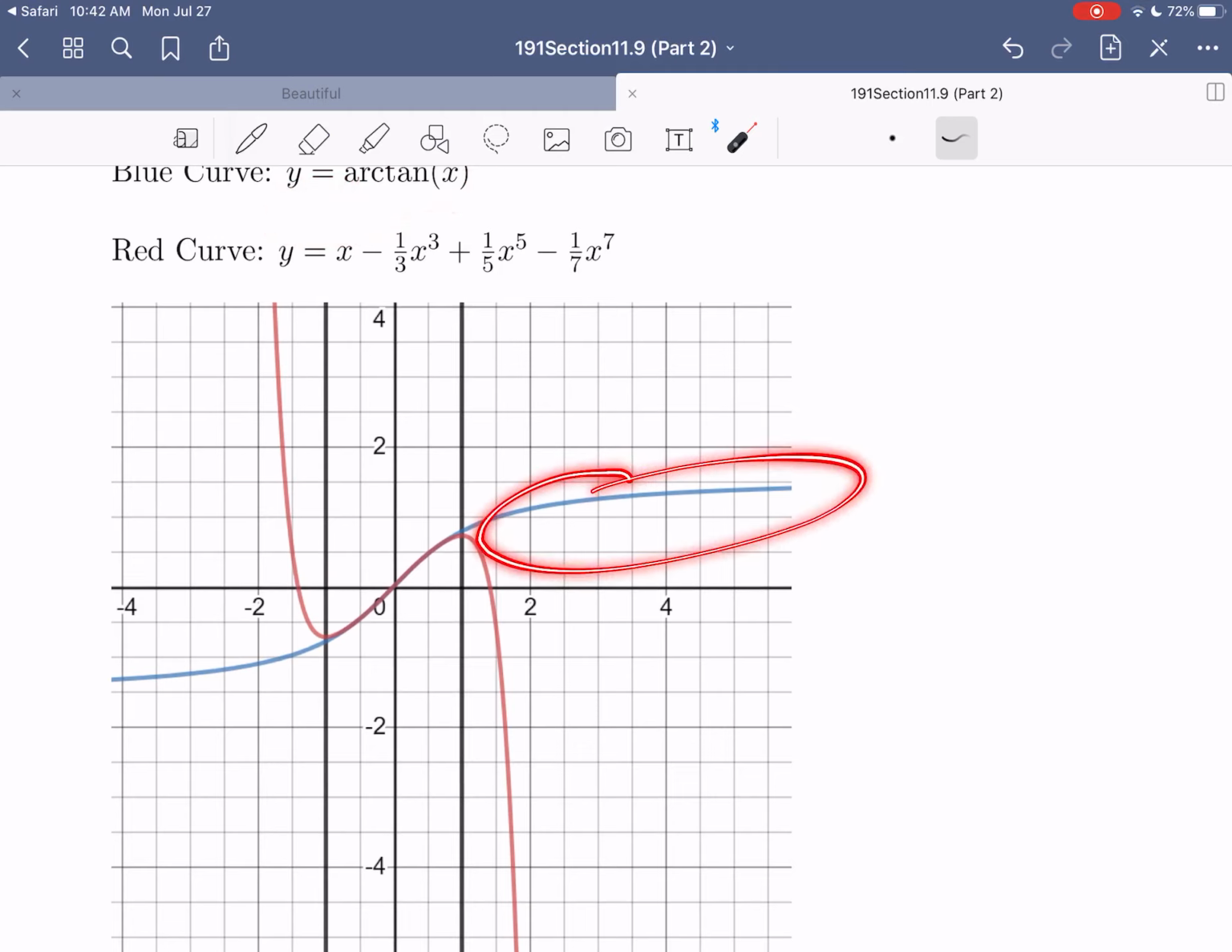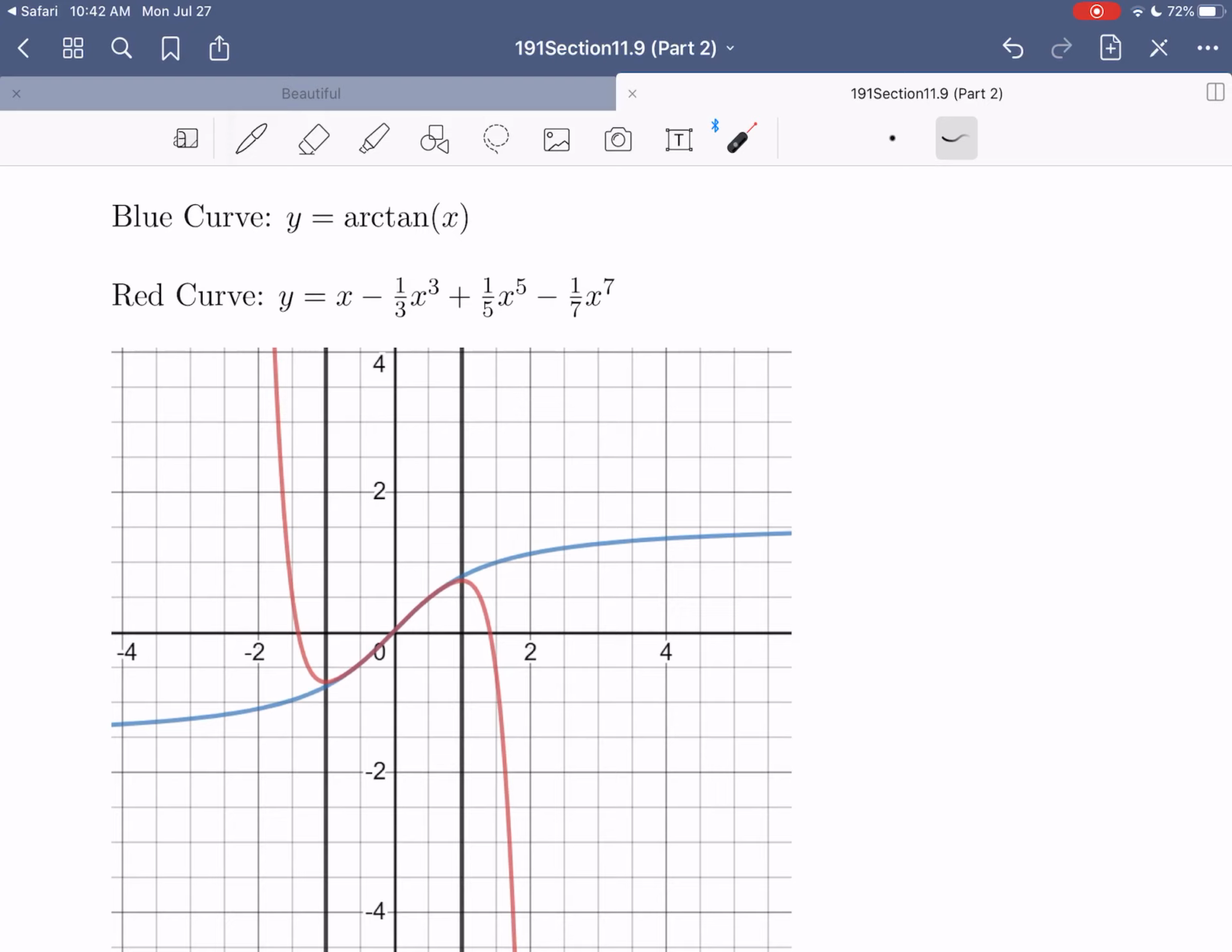Obviously, there are huge breakdowns outside of that radius of convergence, but we're not claiming this works outside of the radius of convergence. So just on that -1 to 1, even the first four terms of this make a great approximation in there.